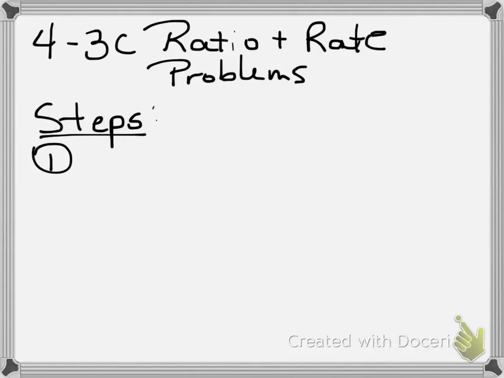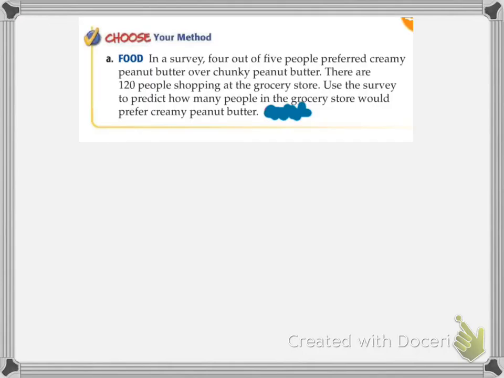So our first step, we are going to write out our ratio with what we know. So in this case, we go back to our problem. We have 4 out of 5 people. So our ratio is 4 over 5.